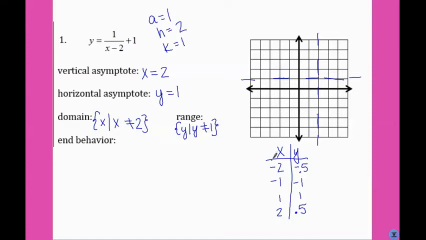So since a is 1, we don't need to change our chart at all. And we're going to plot these points. Who remembers where we start when we're graphing in a, h, and k form? That's right, we start from where h and k meet. So from here, -2, -0.5, -1, -1, +1, +1, and +2, +0.5.